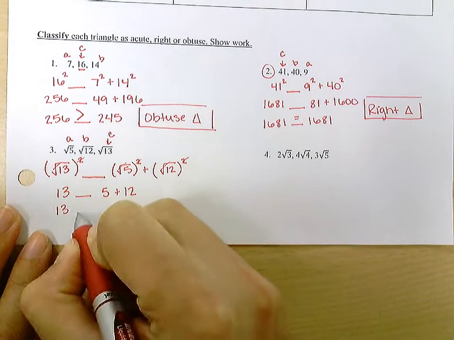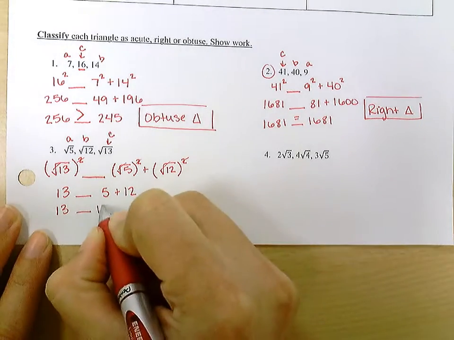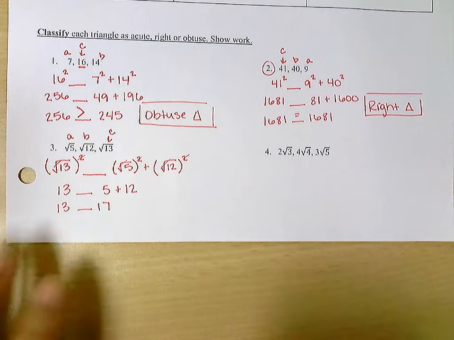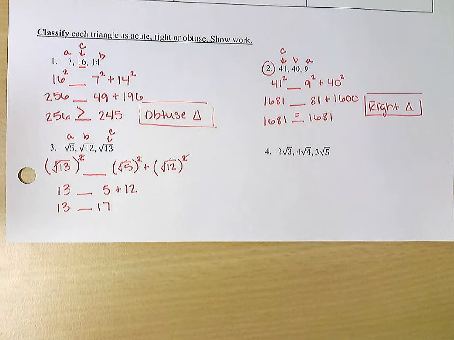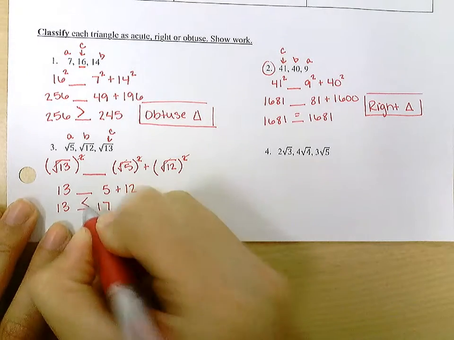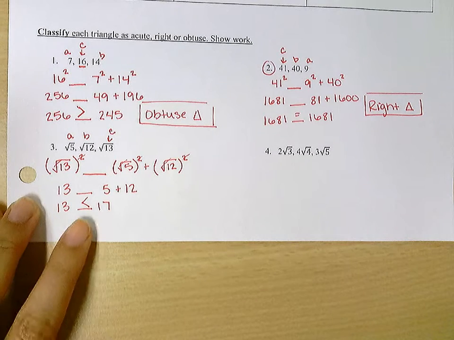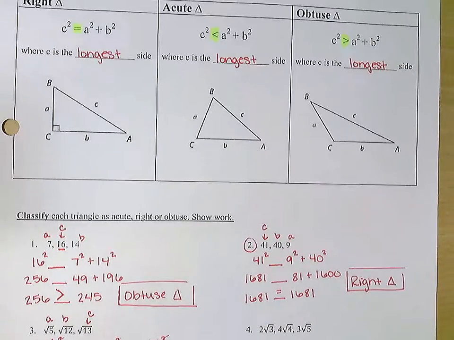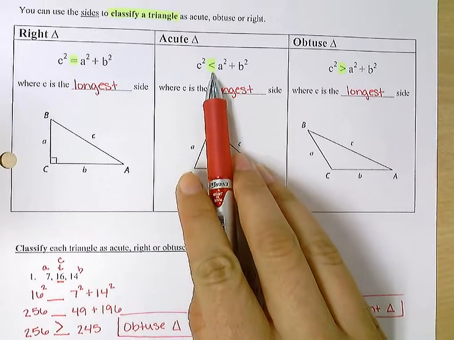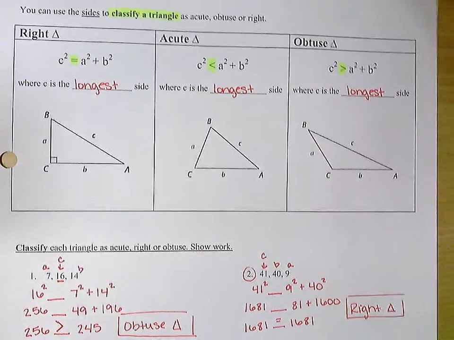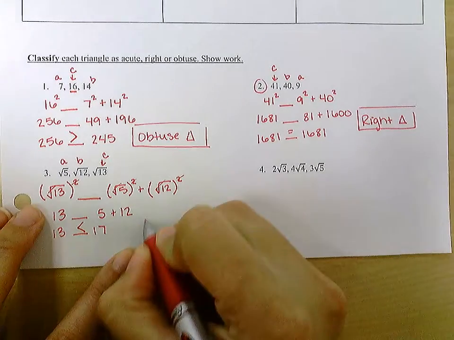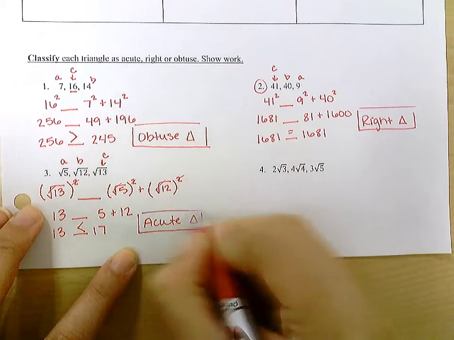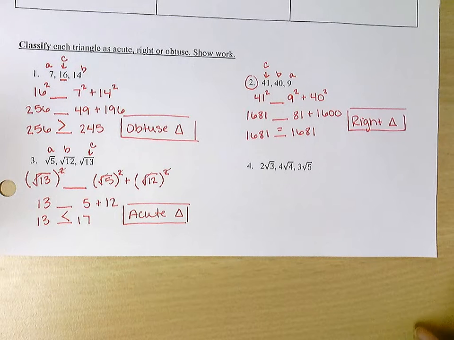So now I can just add 5 and 12 together. That's 17. Now 17 is greater than 13, so again, your inequality opens up to the greater number. So this reads 13 is less than 17, so I want to look for that inequality symbol up here. It is this one, making it an acute triangle. Questions on how I did number 3?